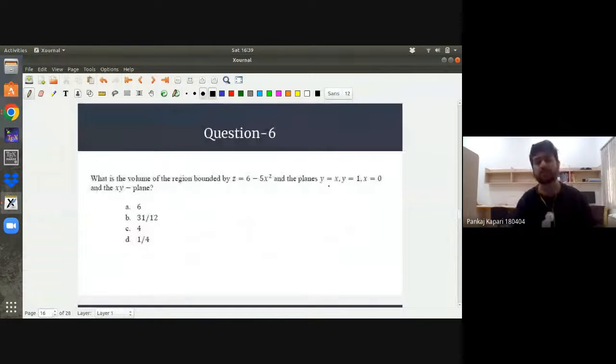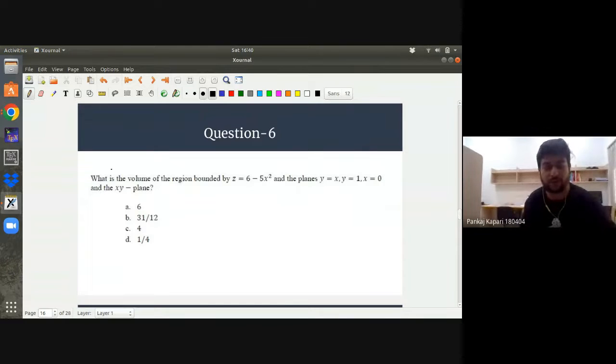The next problem is based on some applications of the double integral. By a double integral, we can get the area of some two-dimensional region, or the volume of some surface below the graph of the surface. So in this problem, we have to find the volume of the region bounded by the function z equal to 6 minus 5 times x square, which is bounded by the planes y equal to x, y equal to 1, x equal to 0, and the xy plane.